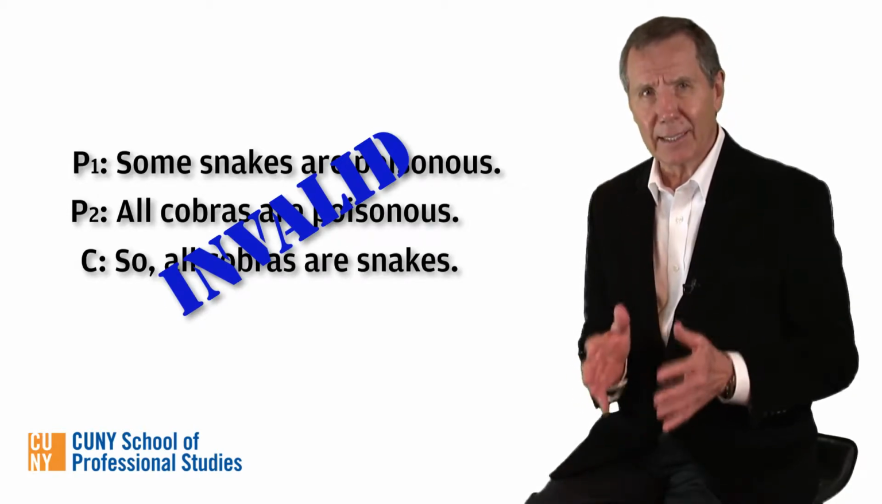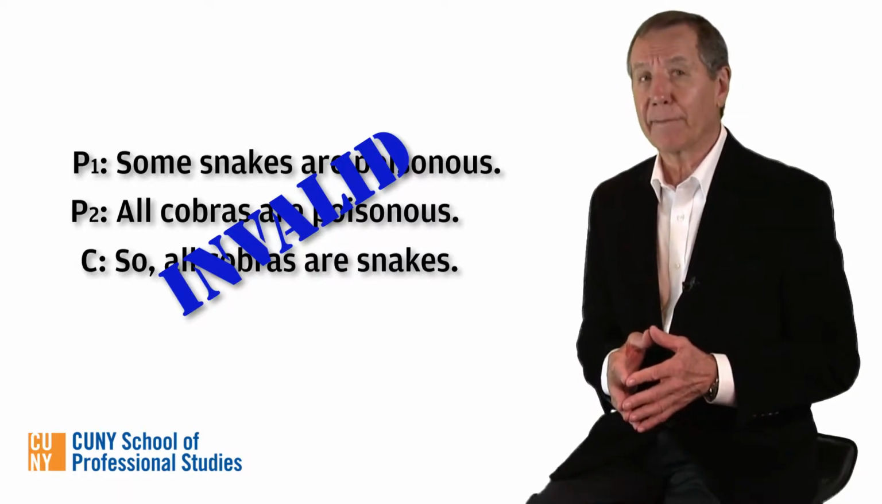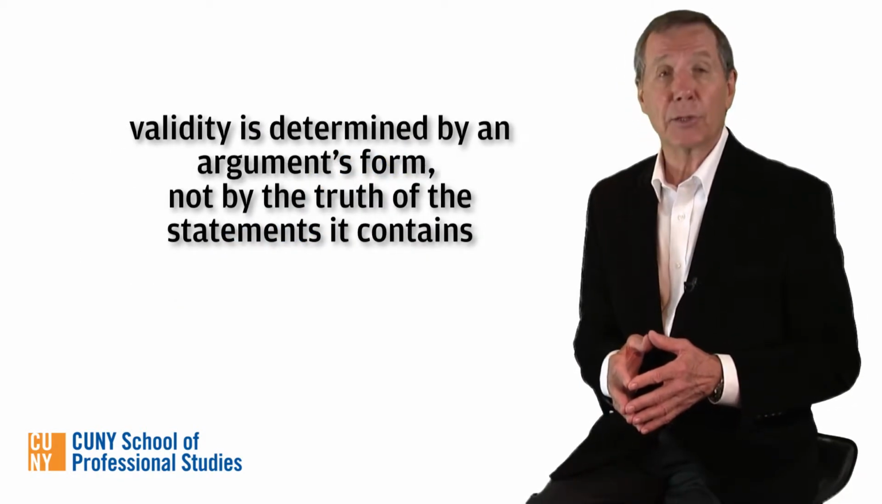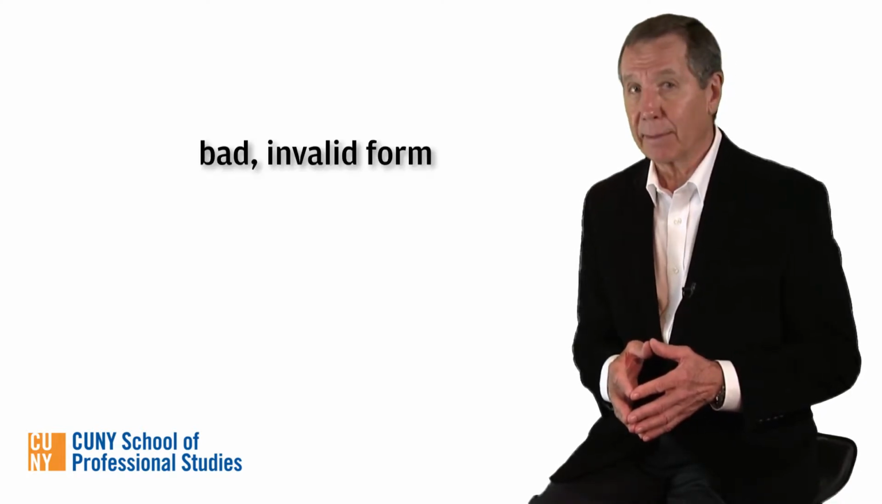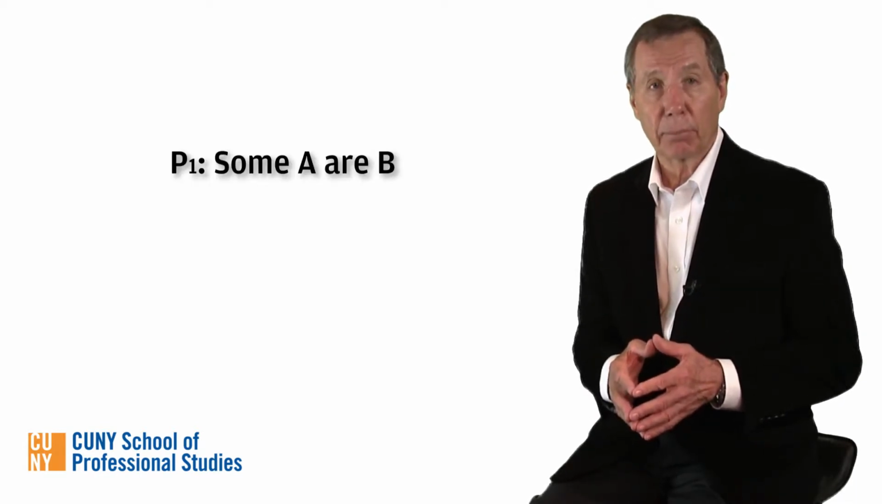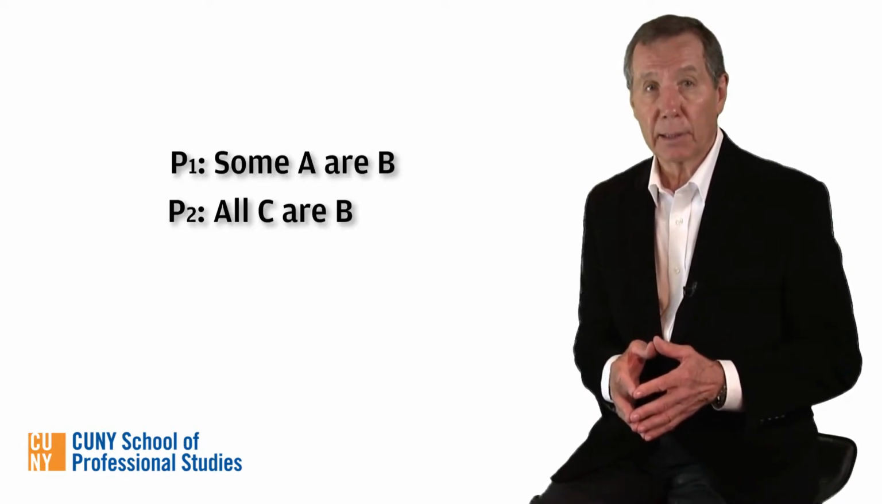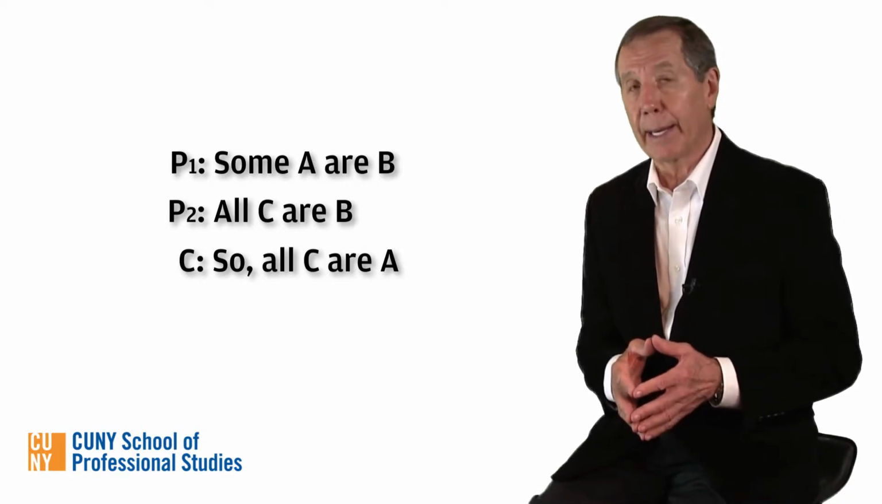But we know that that doesn't make any difference when determining validity, since validity is determined solely by the argument's form and not by the truth of the statements it contains. If this argument is invalid, it's invalid because it has a bad, invalid form. This is the form. Premise 1, some A are B. Premise 2, all C are B. Conclusion, so all C are A.